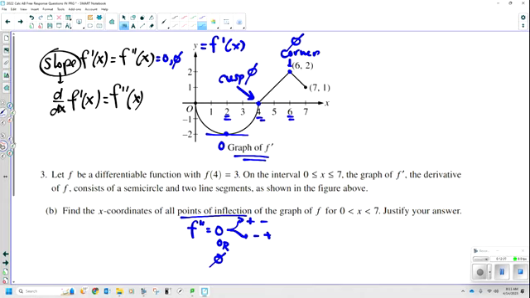I also got to make sure the sign of the second derivative changes, which means the sign of the slope. Is it going from a positive slope to negative slope? Is it going from negative slope to positive? So again, we're looking at the slope of the first derivative. So negative slope, negative slope, negative slope, negative slope, 0. It does change there. Now it's a positive slope. So one of our answers is at x equals 2.